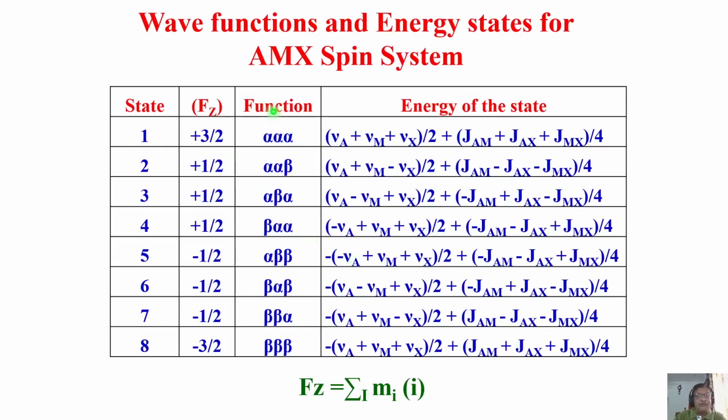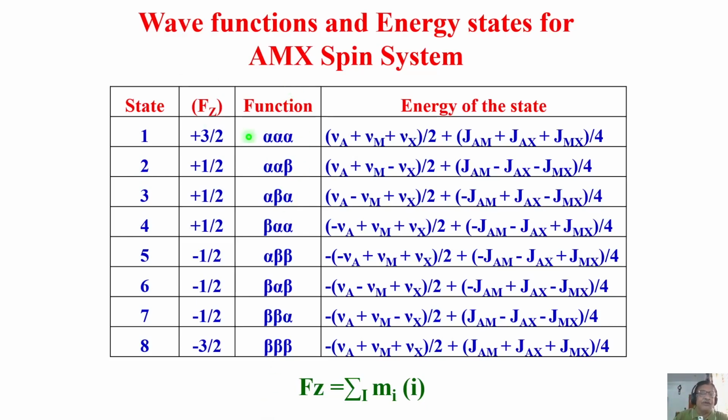The wave function is nothing but a product function. Always in the weakly coupled spin system, the wave function is just a product function: alpha, alpha, alpha. But in the strongly coupled case, as in AB and A2, for AB I didn't write the wave function, but for A2 I wrote it: alpha beta plus beta alpha by root 2, alpha beta minus beta alpha by root 2. So we have two different mixed states. Energy states are getting mixed up, wave functions are mixed there. But here it is a pure function. Product functions are the wave functions.